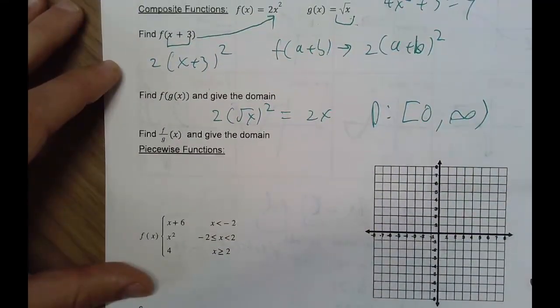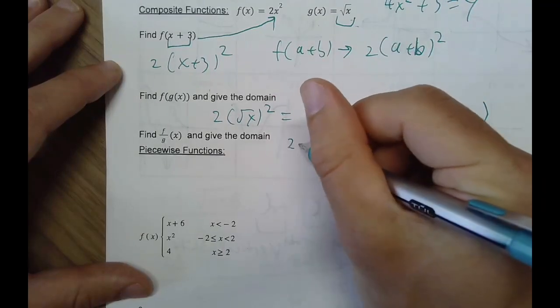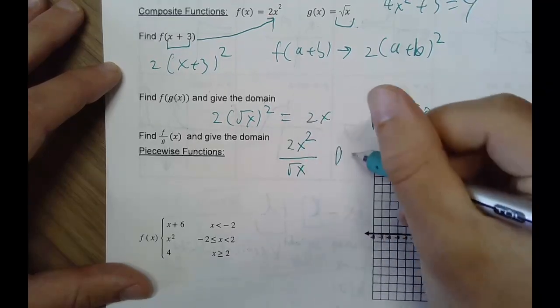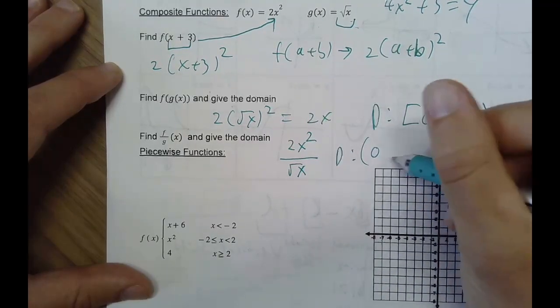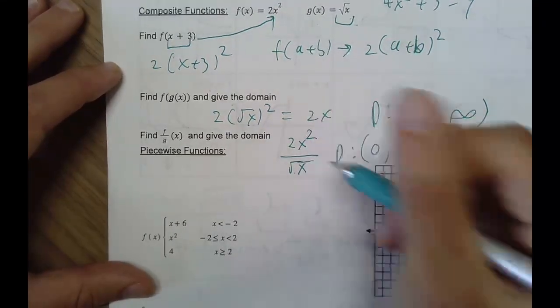F over g is 2x squared over root x, and the domain of that would be 0 not inclusive to infinity, because we cannot have 0 in the denominator.